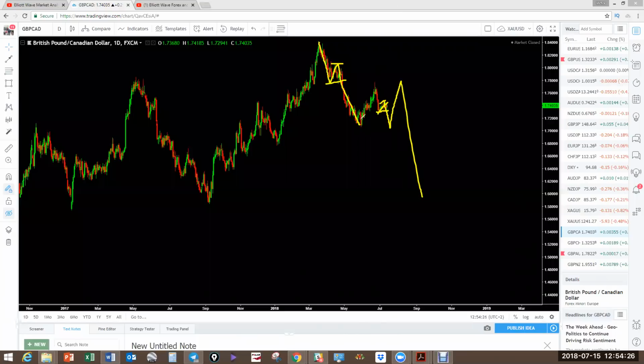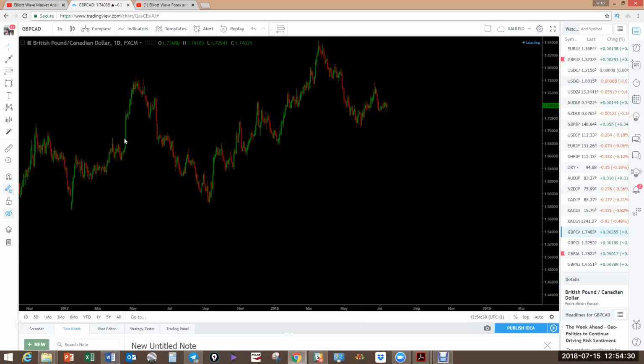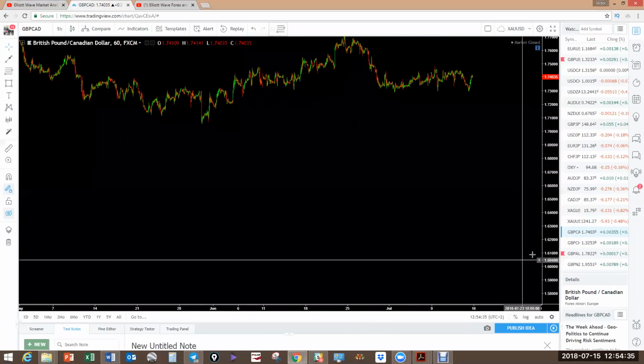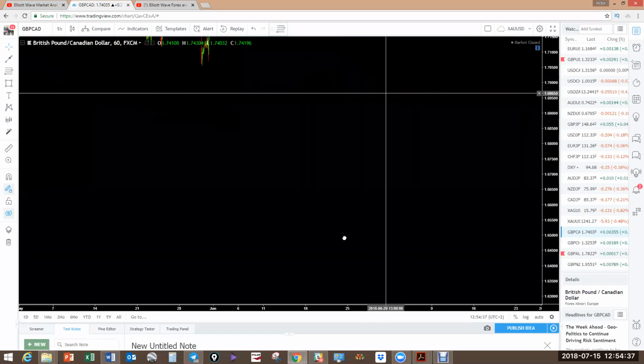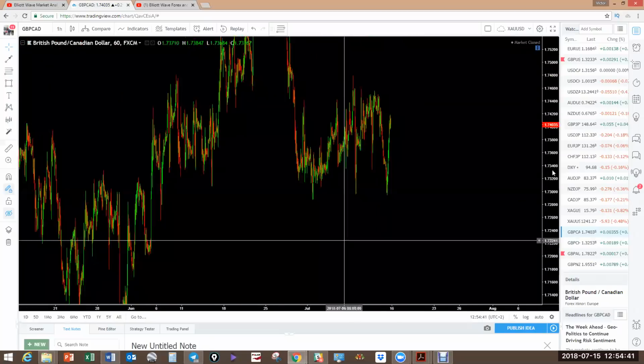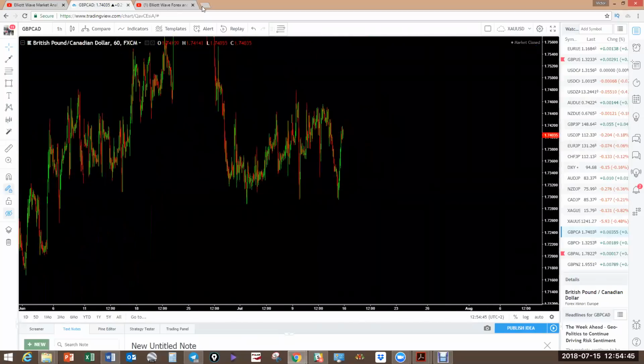Okay, so let's have a look here in the lower degree what is happening here. Let's go to the 1 hour. I think we already posted this one for our members to look at in the next week. Okay, so this one actually looks like EURCAD structure. Let's have a look here. This looks like a EURCAD structure that we traded a couple of weeks back.